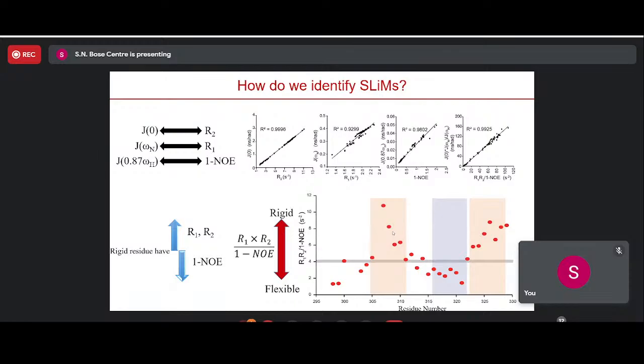Right? So later on, what was found is that you can actually combine these three higher frequency terms, the J(ωH − ωN), J(ωH + ωN), and J(ωH), into this one single term. That is why this 0.87 ωH comes. It's basically an approximation of those three terms together. So now what you have is three and three. From these three experimental parameters, you can calculate these three spectral densities.